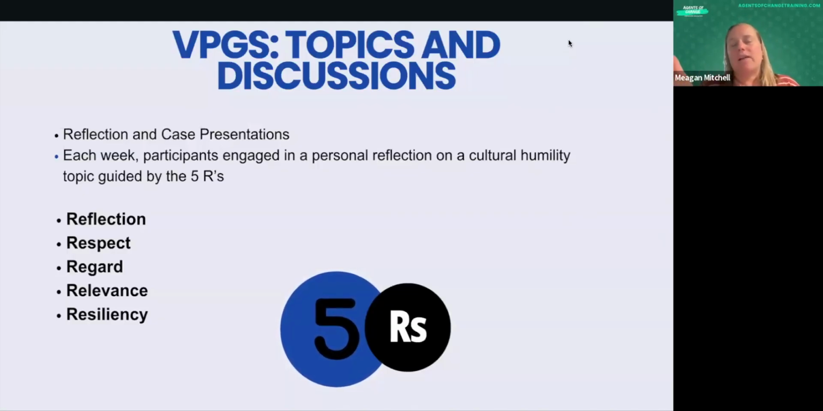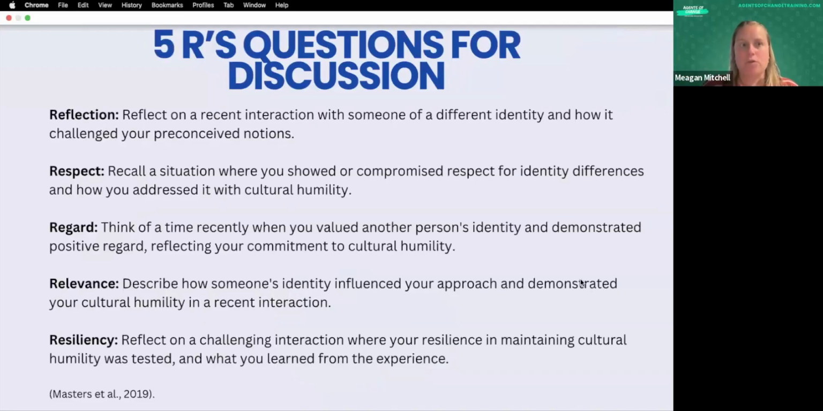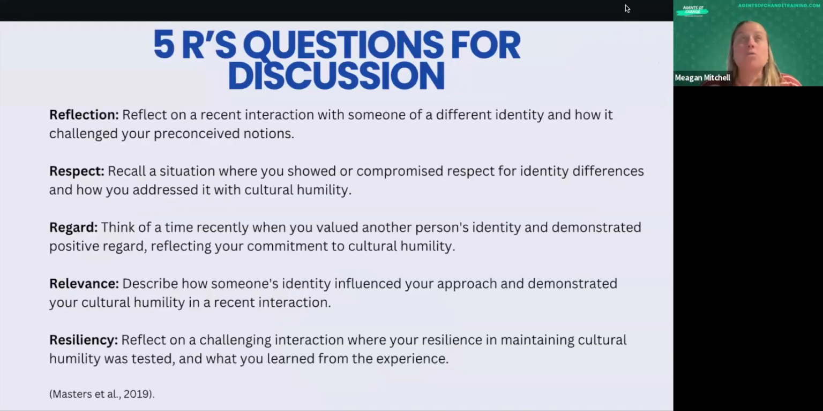And we would say, let's take 5 to 10 minutes, think about it, and then open the floor. Does anyone want to share? People really enjoyed this because you could share if you wanted, or you could just listen to your peers. But people got more comfortable and most people shared by the end. So here are the 5 R's questions that we started each week with, a different question each week. The first was: reflect on a recent interaction with someone of a different identity and how it challenged your preconceived notions. What's really good about these questions is that they make you really think. There are so few times in a work week when we're seeing clients back to back to back that we have time to stop and think.